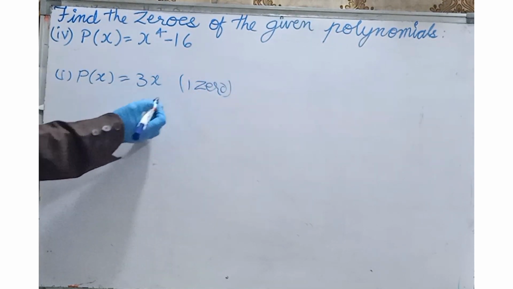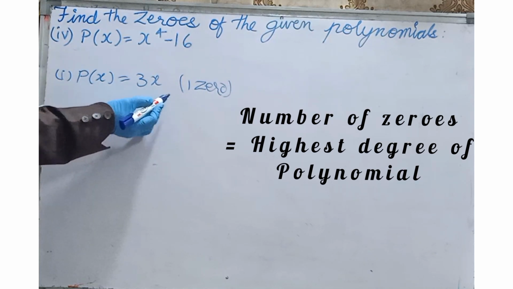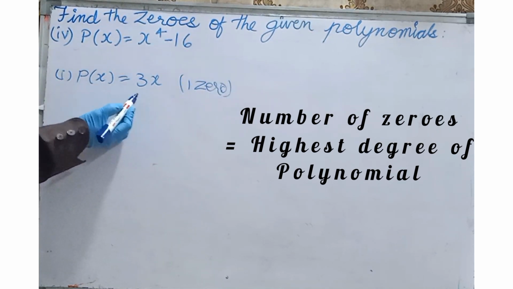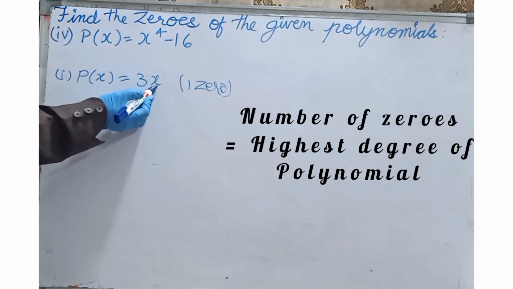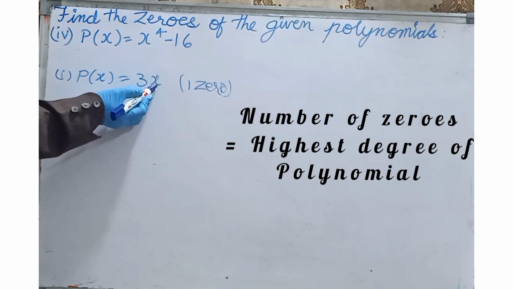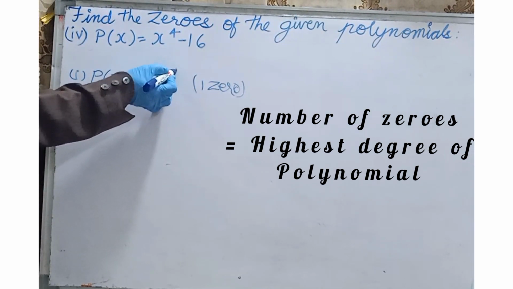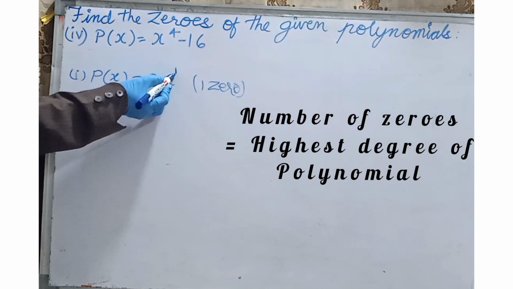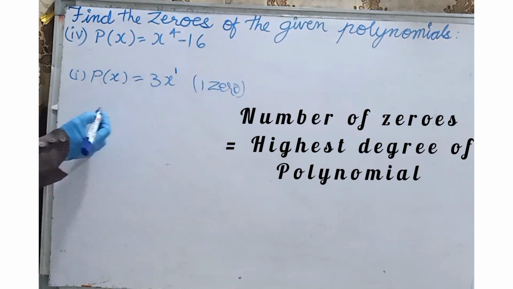Whatever the degree of the polynomial is, that many zeros we will get. Degree means the power given to the variable. The variable here is x. What is the highest power here? Here the highest power is 1. So we got 1 zero.